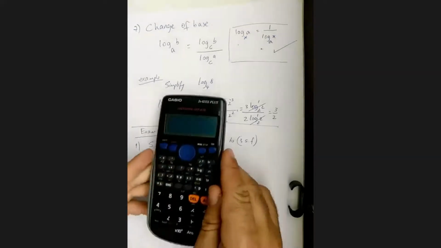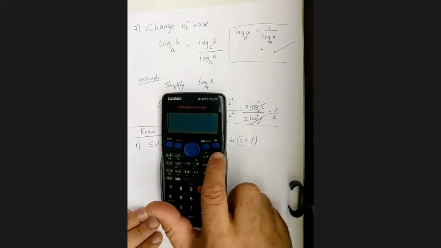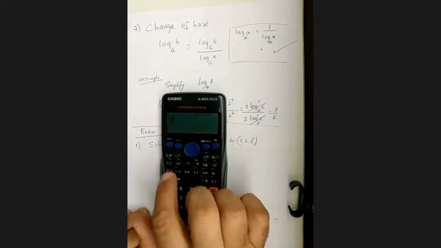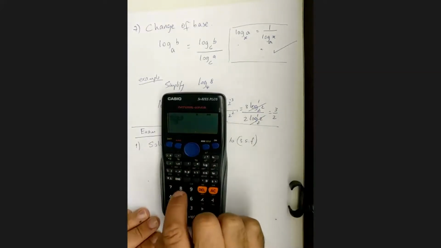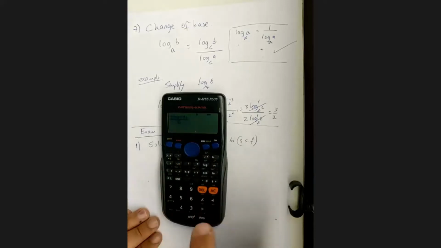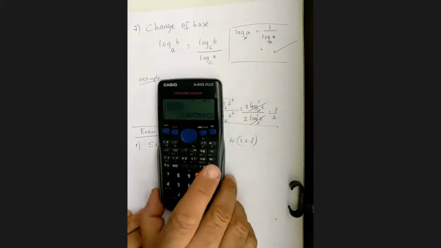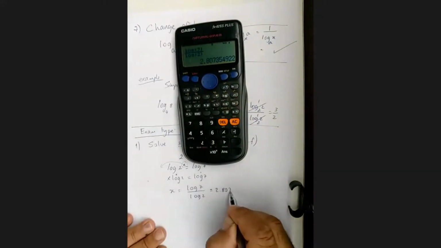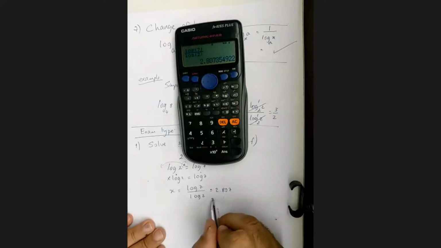I am going to use my calculator for that. We have a logarithm sign there to base 10. Log 7 divided by log 2. And the answer is 2.807, and correct to three significant figures, this is going to be 2.81.